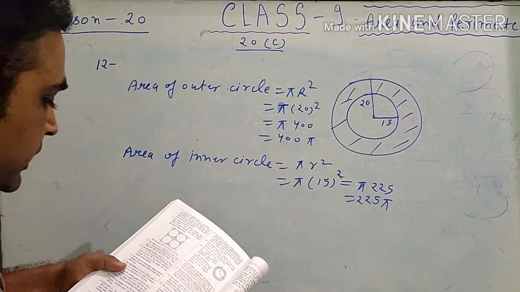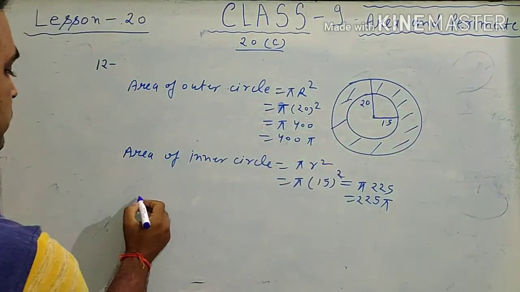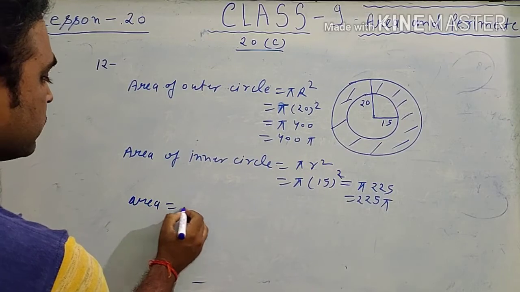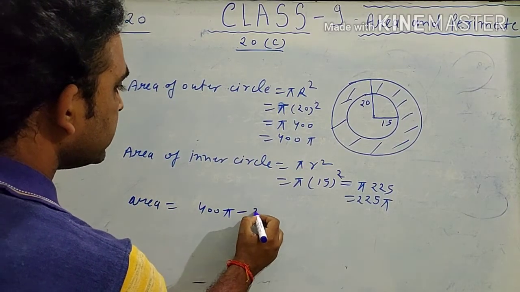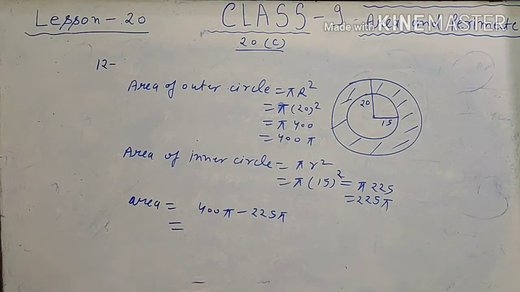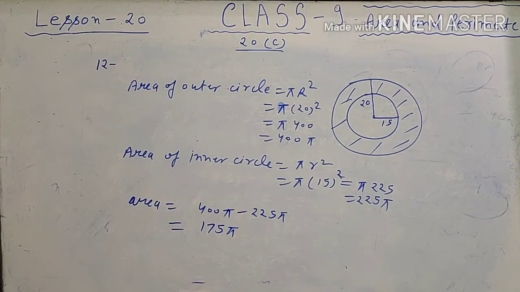Now you have to find the area of the ring shaped region. So the area is equal to 400 pi minus 225 pi. Okay, means you have to subtract both the values. So we get 175 pi. Understand? 175 pi.